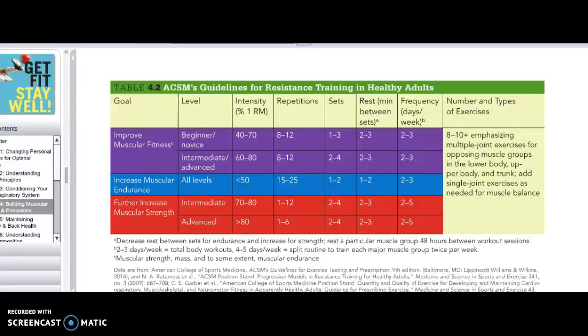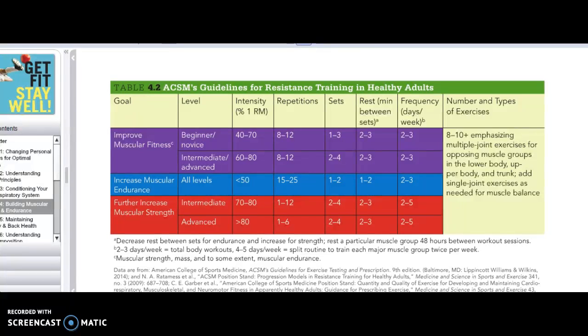The thing that's really important to understand is that the total number of repetitions after all sets have been completed should not exceed 30 repetitions. And by that, we mean that if I do 3 sets of 10, that would be good. But I would not do 3 sets of 12. I would do 2 sets of 12 and be at 24.